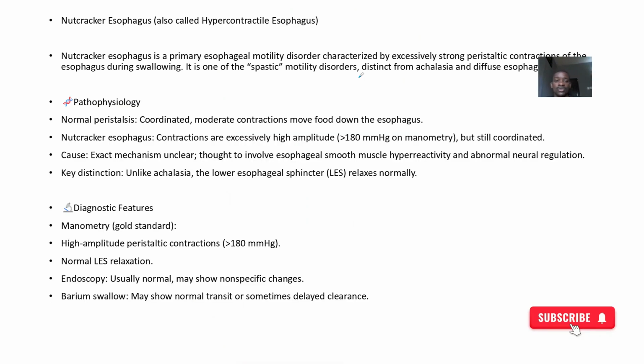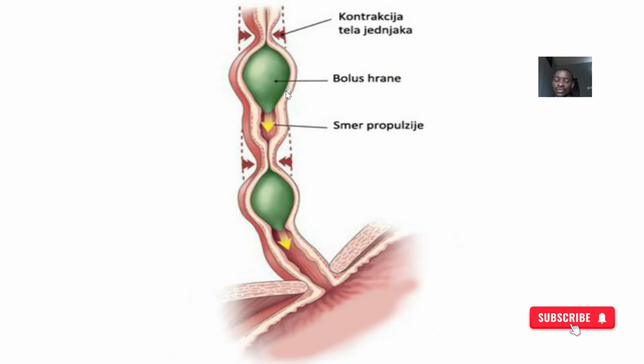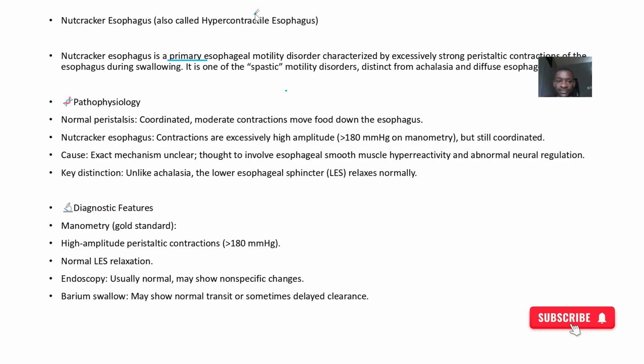Okay, so nutcracker esophagus is also called what? Hypercontractile esophagus. So it's a primary esophageal motility disorder. So there's excessive peristaltic forces, the forces tending to contract along the esophagus, which should have been very uniform. Up contract, down relax. Do you understand? They are excessive, so it will lead to what? A spastic motility disorder. Okay.